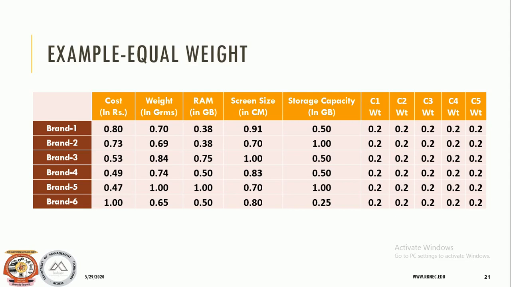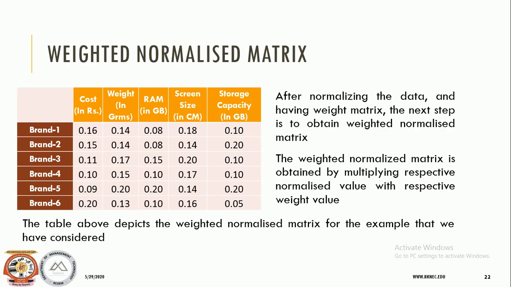After normalizing, we have the weight matrix, and next, since we need to select the best alternative, we are going to multiply these values. The cost value will get multiplied with its weight value, the RAM value will get multiplied with its weight value, the screen size value will get multiplied with its weight value, and we will have a new matrix, which is the weighted normalized matrix.